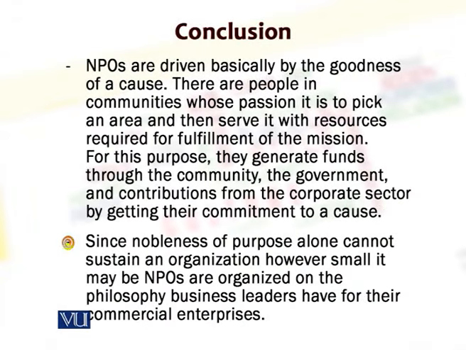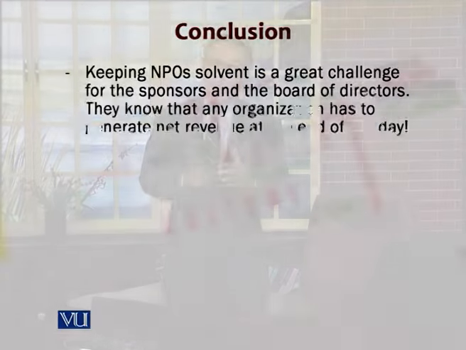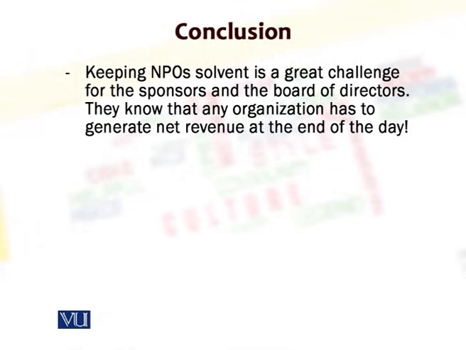And the sources of those contributions that we also have learned are international agencies, governments, then we have foundations, and then the corporate sector. Since nobility of purpose by itself is not enough to sustain an organization, however small it may be, NPOs are organized on the lines and philosophy their commercial counterparts are organized. Meaning that there is a coordinated effort in terms of putting together different resources to run the organization. Keeping NPOs solvent is a great challenge, and it is for that challenge that the people, meaning sponsors of NPOs, are busy all the time, not only implementing their programs, but also generating funds for the purpose.